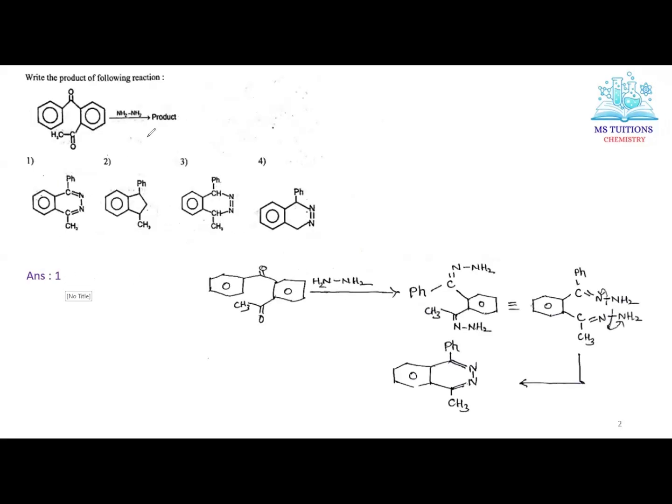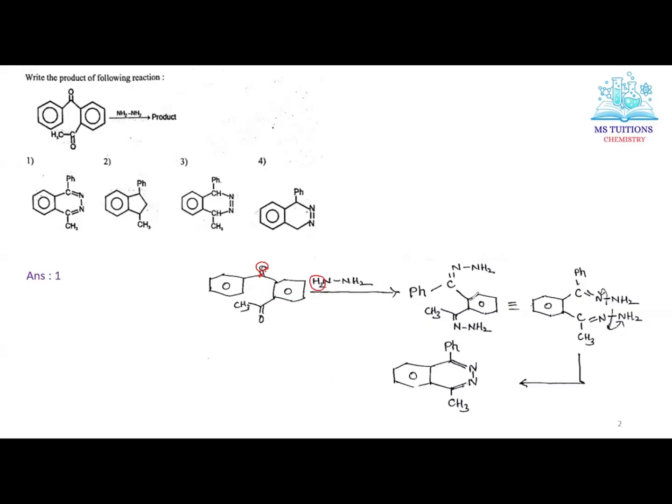Write the product of the following reaction. So some compound is given, it is reacting with NH2NH2, then what is the product? So if you see the reaction now, whenever this compound is reacting with NH2NH2, at this C double bond O, nucleophilic addition reaction takes place. So from here O and from here H2 is going out as H2O, then this C double bond NNH2 is forming here.